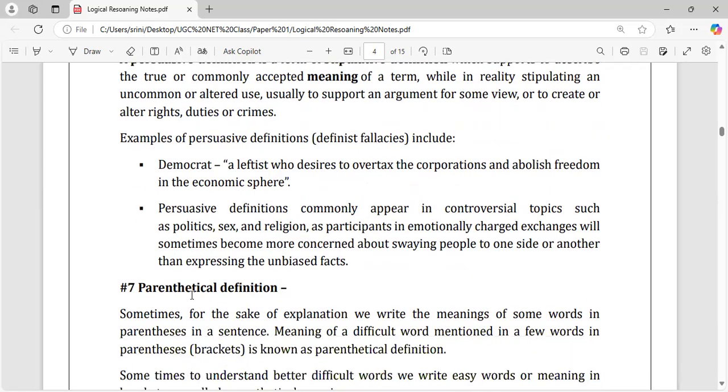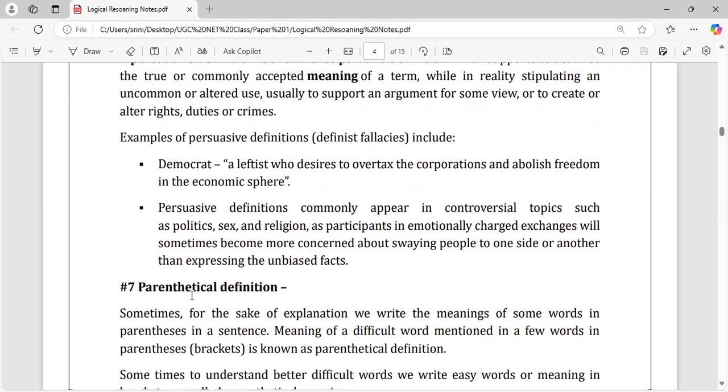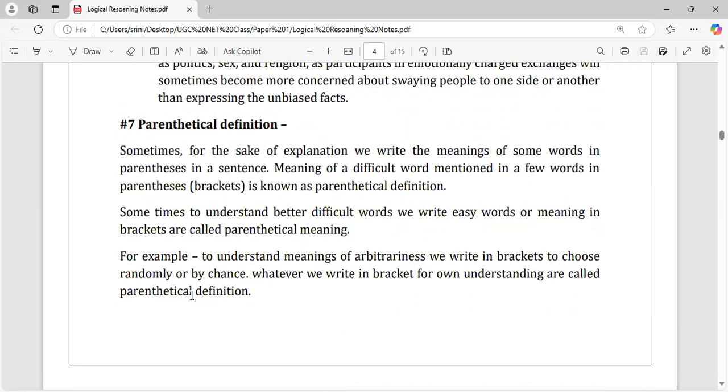Persuasive definitions commonly appear in controversial topics such as politics, sex, and religion, as participants in emotionally charged exchanges will sometimes become more concerned about swaying people to one side or another than expressing unbiased facts. Then parenthetical definition. Sometimes, just for explanation, we write the meaning of some words in parentheses in a sentence.